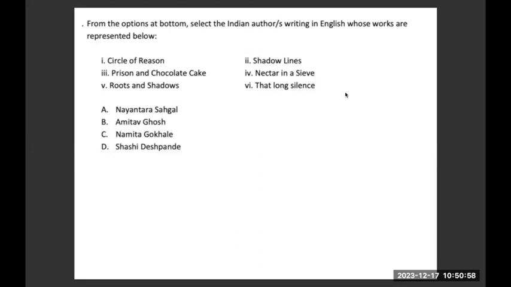This question I have very consciously kept in. All I want you to do is just do a nice search on all these 6 works: Circle of Reason, Prison and Chocolate Cake, Roots and Shadow, Shadow Lines, Nectar in a Sieve, and That Long Silence. Along with that, also do an active search of all these authors. What are the prominent works? Please either take a screenshot of it if you can, or write it down in your notes, either thing. But please do an active search on all these works and all these authors which are listed here.